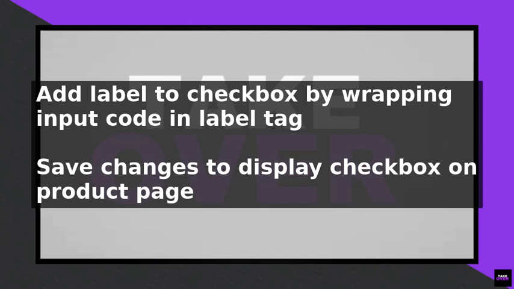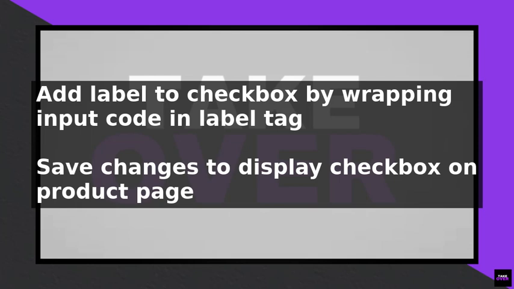Once you have added the checkbox code, click on the Save button to save the changes. The checkbox will now appear on the product page, and customers can select it when they add the product to their cart. To make the checkbox functional, you will need to add some JavaScript code to the product page. This code will need to capture the checkbox selection and add it to the cart.